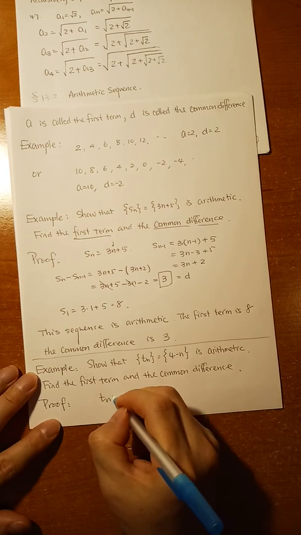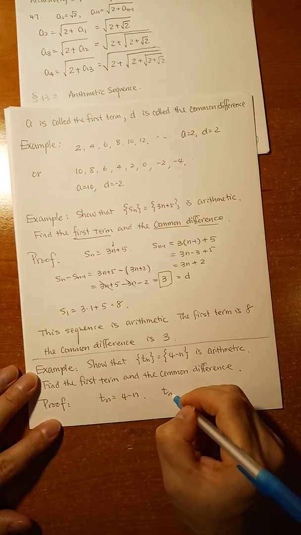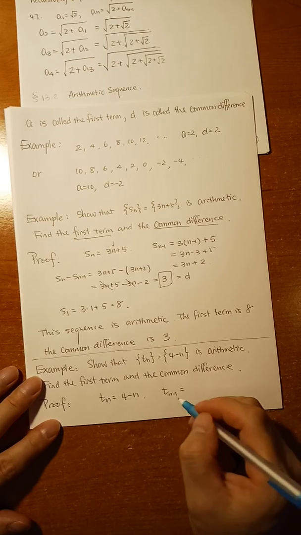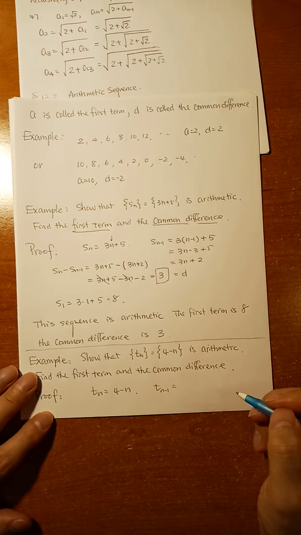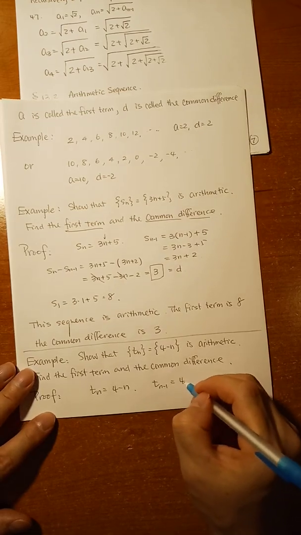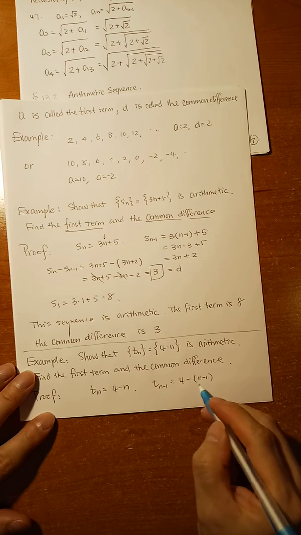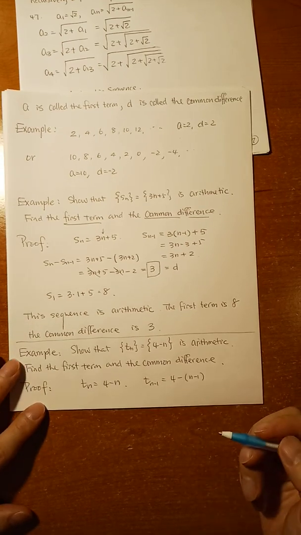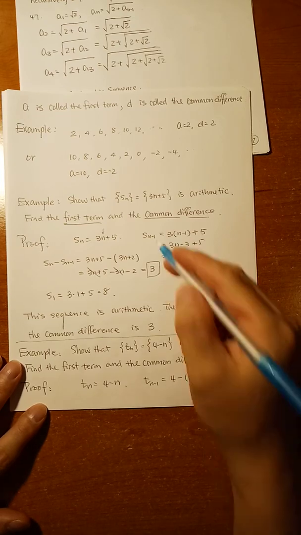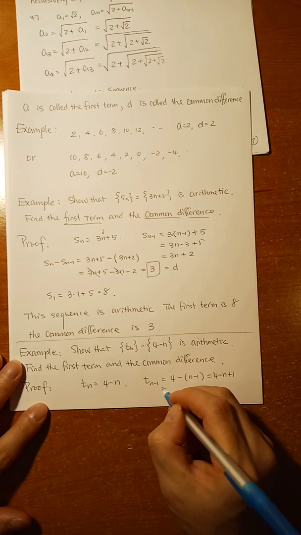First, the nth term is 4 minus n. The preceding term, t sub n minus 1, is 4 minus parenthesis n minus 1. Be careful, write parenthesis, especially when you have a negative sign or a coefficient. It is 4 minus n plus 1, which is 5 minus n.